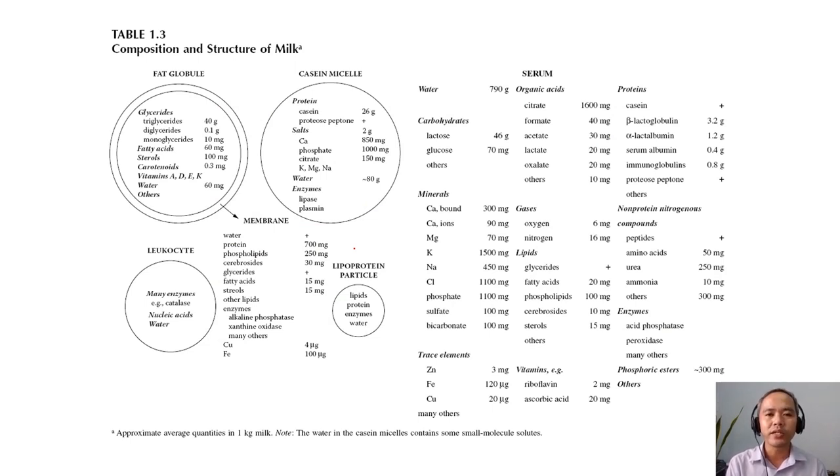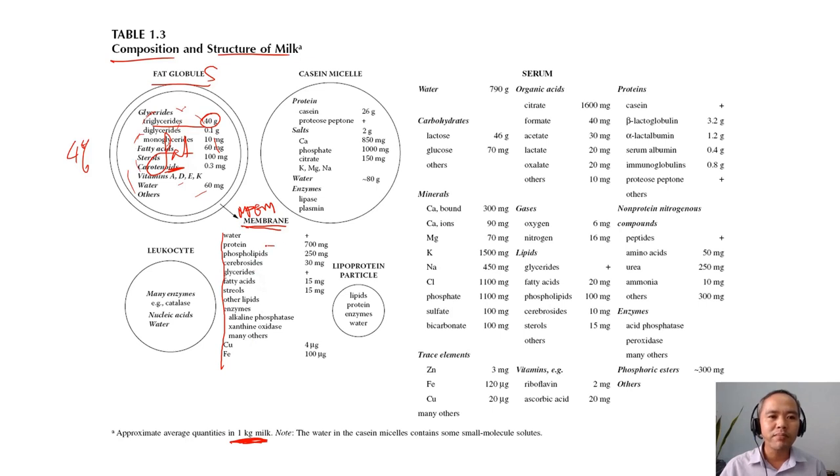Now this table is good because it summarizes for us what we have just discussed, composition and structure together in one table. Now, milk contains fat globules. This is an illustration of a fat globule, and you see the fat inside the core is mostly triglyceride, 40 grams per 1 kilogram of milk, meaning 4%, right? And then these fat globules are covered by a membrane, which is called MFGM. This membrane does not contain only one component, but so many components. So this list is the components in the membrane.